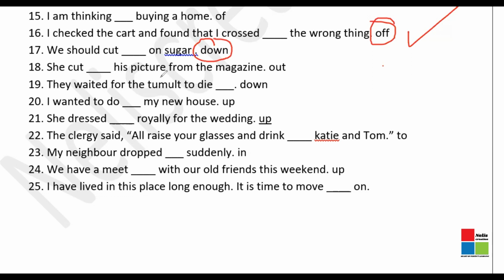She cut dash's picture from the magazine. Again, this is a phrasal verb. Cut down, jaise ho sakta hai, cut out is also possible, but what is the meaning of cut out? When you basically cut out the picture from a magazine.